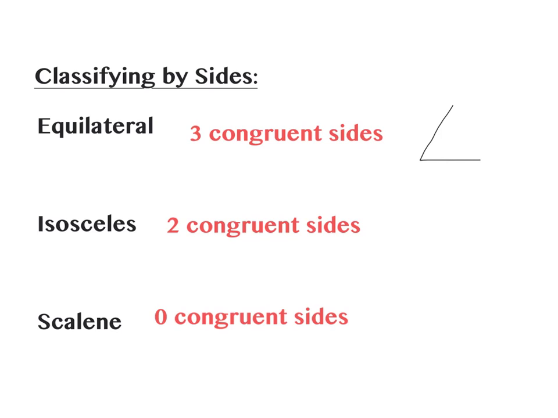An equilateral: congruent, congruent, congruent. Isosceles: congruent. Scalene: no congruent sides.